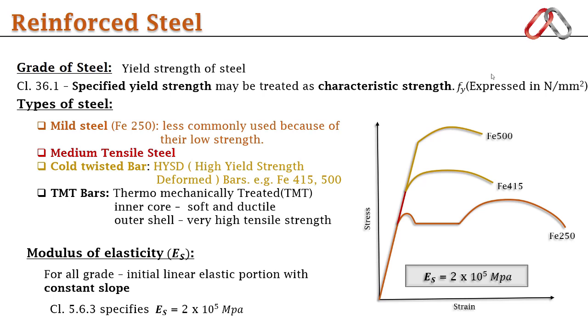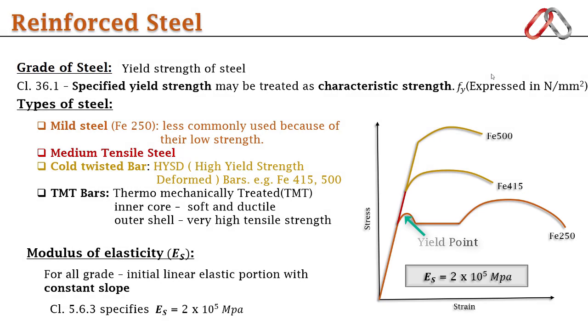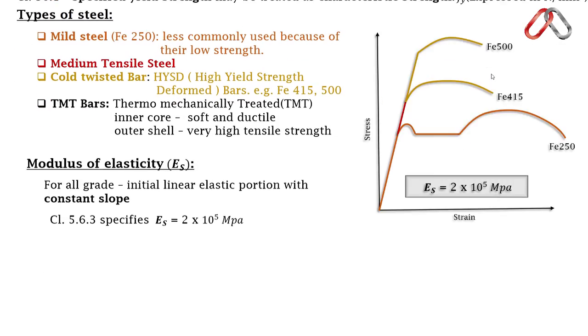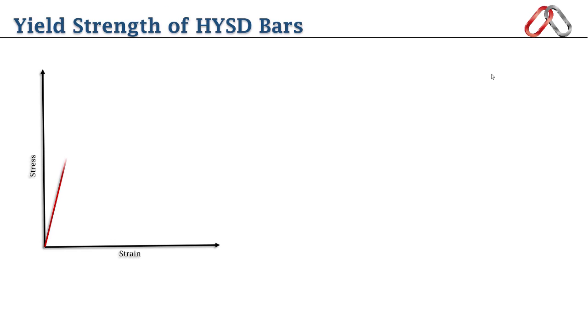We know that yield strength of steel is where the steel starts its plastic state. You can find out the yield strength of mild steel very easily because mild steel has a defined yield point. But in case of HYSD bar, these bars don't have a defined yield point. So the problem is how to find the yield strength of these bars. So here is the solution.